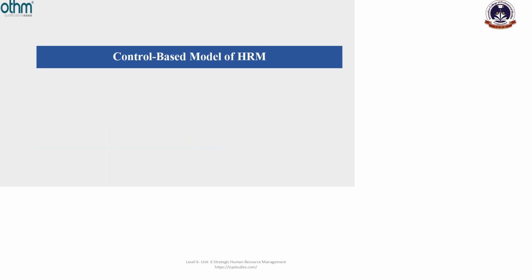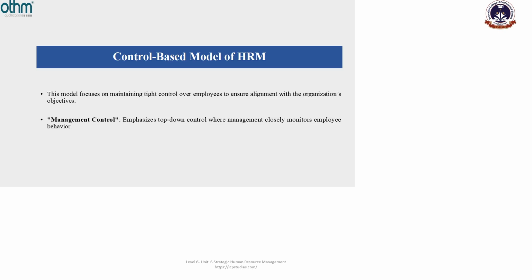Now we have the control-based model of HRM. This model focuses on maintaining tight control over the employees to ensure alignment with the organizational objectives. Now we have management control, in which we emphasize top-down control, where management closely monitors employee behavior. Then we have some core elements of it.